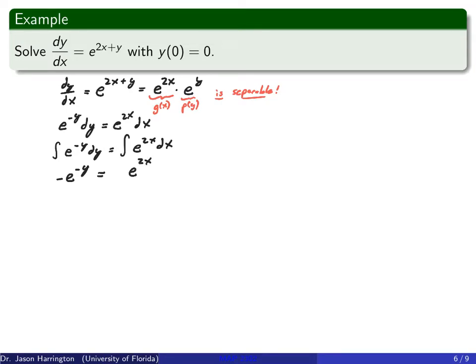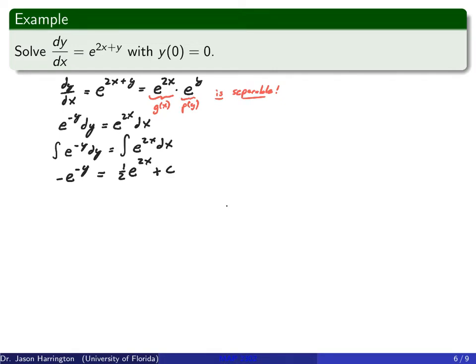But if I take the derivative of e to the 2x, I get a 2 in front. I don't want that. So I'm going to put a 1/2 out front so that now the derivative of this guy is equal to this. Again, this is a little bit faster in my head than using u substitution. But yes, u substitution does work, and if you're more familiar with that, you can use that.